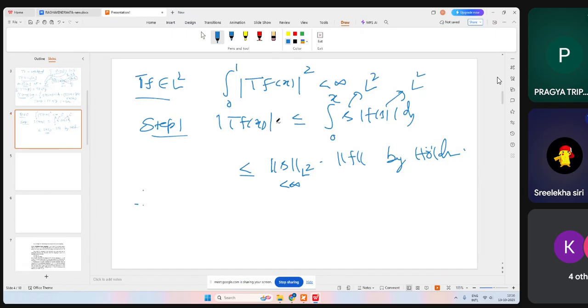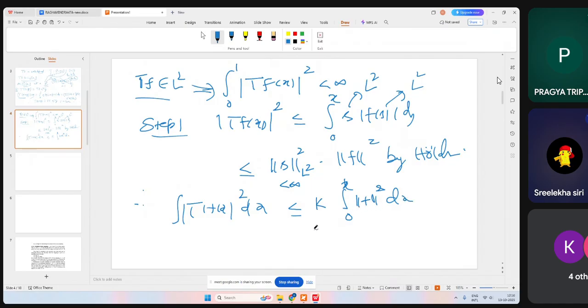Therefore, you take the square of it. You get a square of this. Integrate mod of T of Fx square. You have to show this is finite. You have to come to this step. This will be less than or equal to, this is a constant, so it will be constant times the integral from 0 to 1, 0 to x, norm f squared dx. But this is anyway a constant. So this will be less than or equal to norm f squared into some constant k.